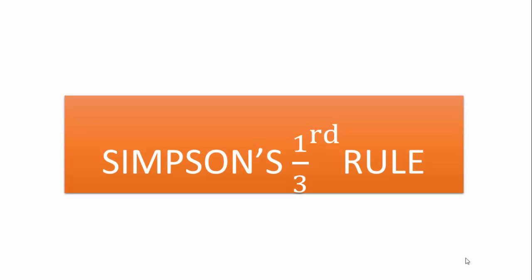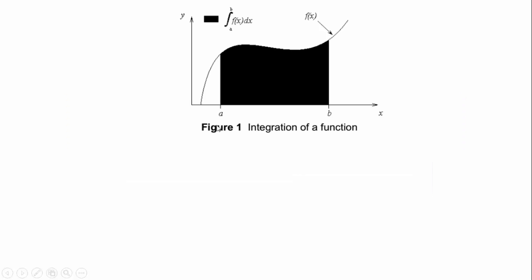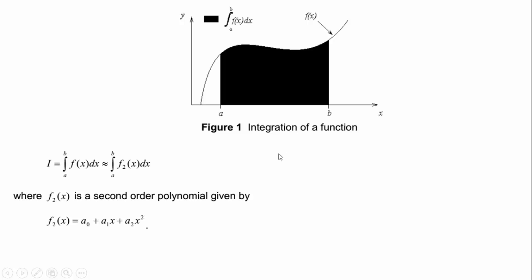Simpson's one-third rule. Simpson's one-third rule is an extension of the trapezoidal rule where the integrand is approximated by a second-order polynomial. Here we can see a function and the area under the curve of that function. To approximate that area under the curve, we use integration for the first-order polynomial in the trapezoidal rule and the second-order polynomial in Simpson's one-third rule.